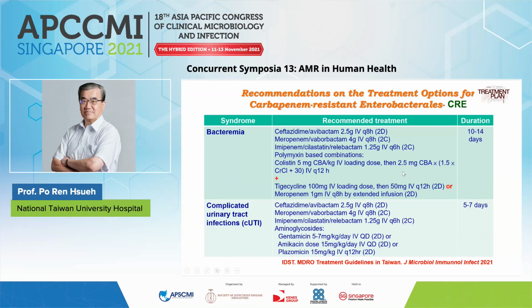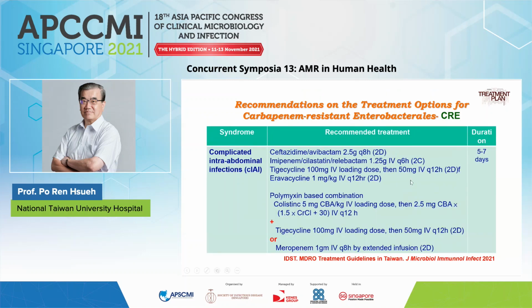Based on, for example, MDR, we recommend an agent based on its in vitro susceptibility. If all are resistant, for example PDR and XDR, we should use combination therapy. This applies to bacteremia and UTI, and we also have recommended treatment for complicated IAI for carbapenem-resistant Enterobacteriaceae. So we have monotherapy, and combination therapy based on polymyxin or tigecycline.